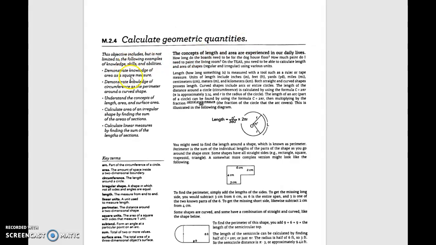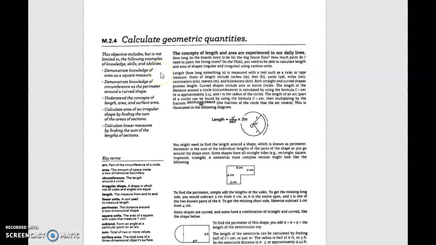We need to demonstrate knowledge of area as a square measure, demonstrate knowledge of circumference as the perimeter around a curved shape, understand the concepts of length, area, and surface area, calculate areas of a regular shape by finding the sum of the areas of sections, and calculate linear measures by finding the sums of the lengths of sections. Now, all this comes down to, can you find perimeter, which is the distance around an object, or area, which is the amount of surface covered by an object.